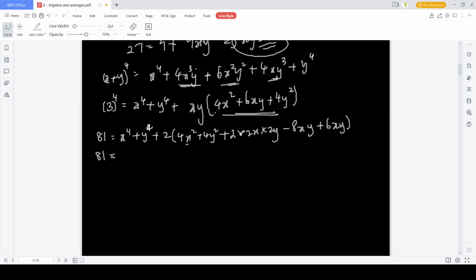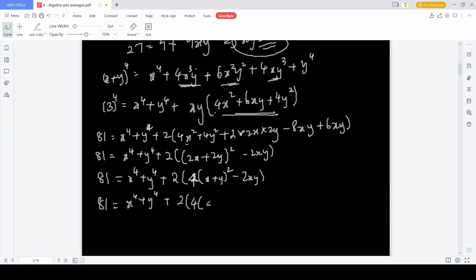So 81 is equal to x power 4 plus y power 4 plus 2 times (2x plus 2y) the whole square, minus 2xy remains. Now in this 2x plus 2y, I can take 2 outside. When you take 2 outside, it becomes 4, because it becomes 2 square. So 4 into 3 square is 36. So you get 36 minus 2 into xy, which is nothing but, sorry, 2.